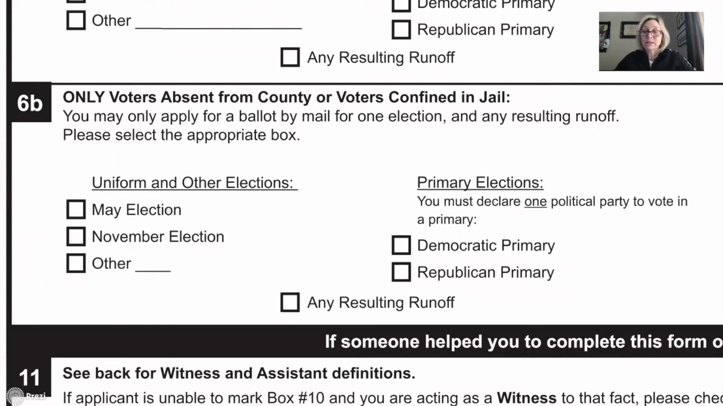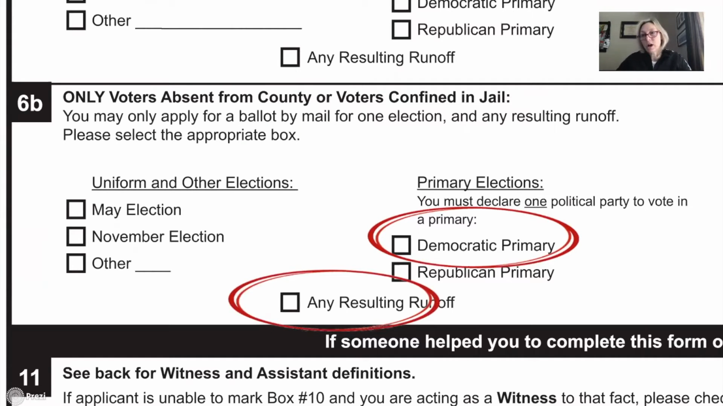Okay, this is the absent voters. And here you're going to again want Democratic primary and any resulting runoff. If we have a runoff, they'll automatically get that second ballot. You won't have to complete another one of these. So these are the 2 you want. We're probably going to have to do this again for the November election, especially if their address changes. So this is just for the Democratic primary, just for March.